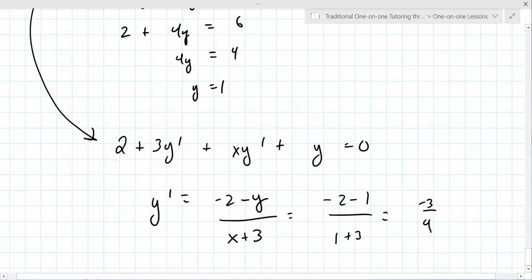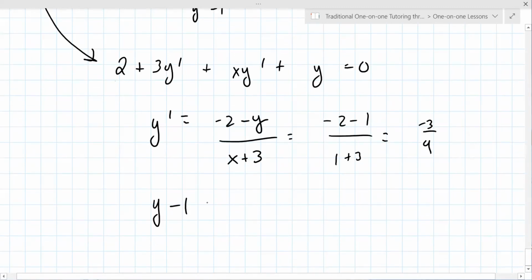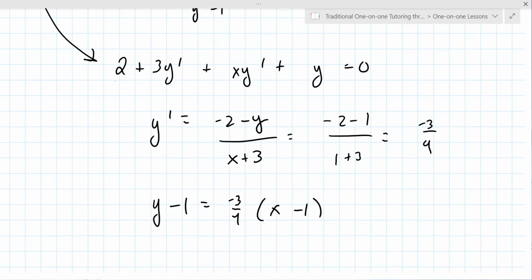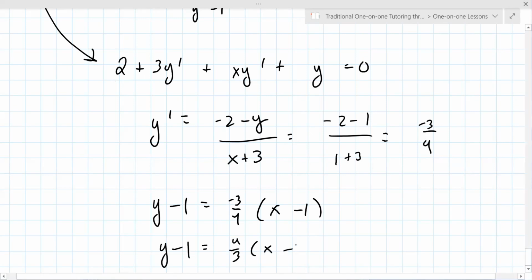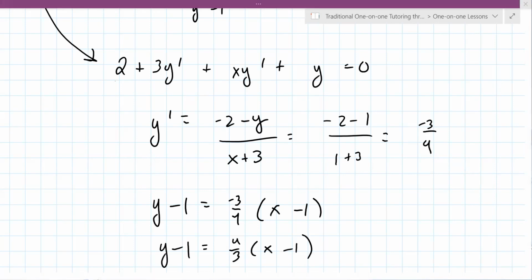Then it's y minus 1 equals -3/4 times x minus 1. So that's your tangent. Then the normal is y minus 1 equals 4/3 times x minus 1, right? Yeah, and then it's 4/3. So it's y minus 1 equals 4/3 times x minus 1. Okay, that makes sense. Yeah.